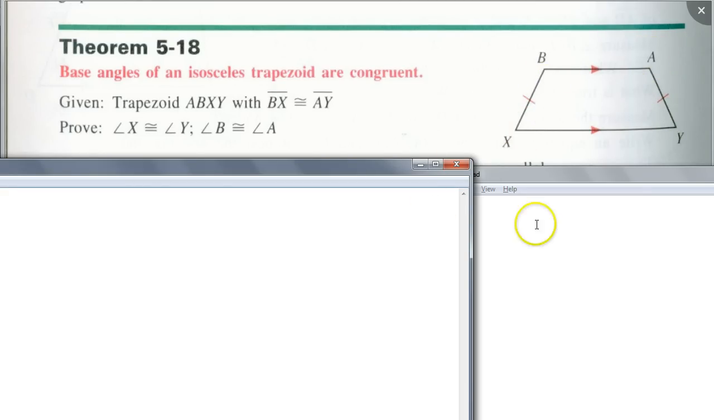Are we saying all 4 of these angles are congruent? No, right? If it was, then you'd have a rectangle, right? So we're only saying X is congruent to Y, semicolon, and angle B is congruent to angle A. So these pairs are congruent. Not all 4 of them are congruent. Okay. Any question?